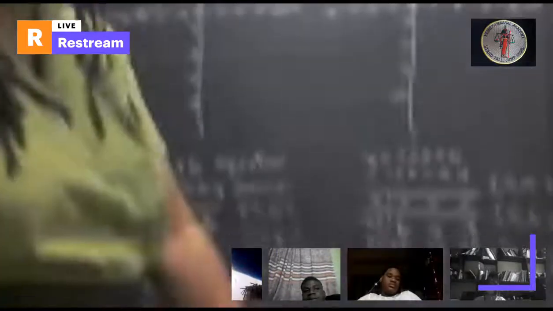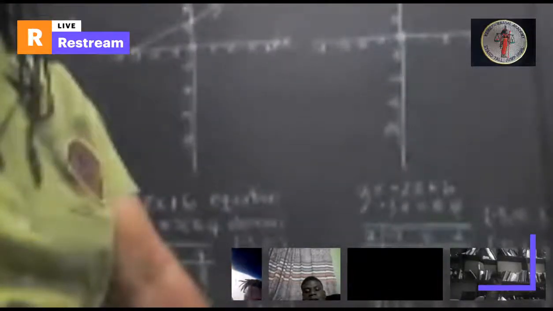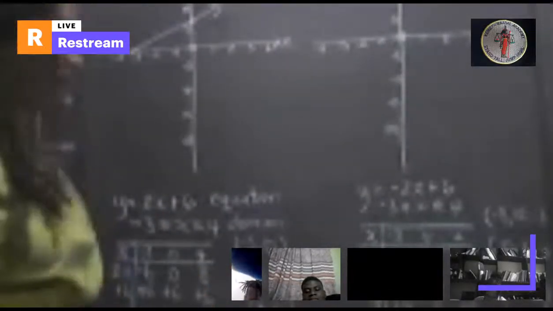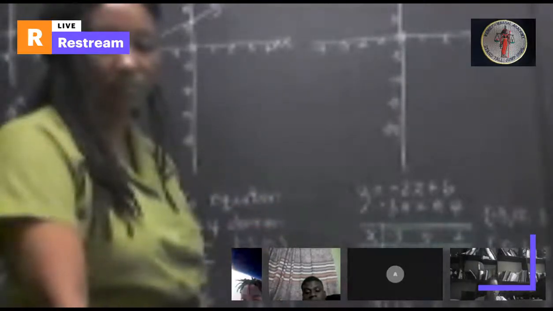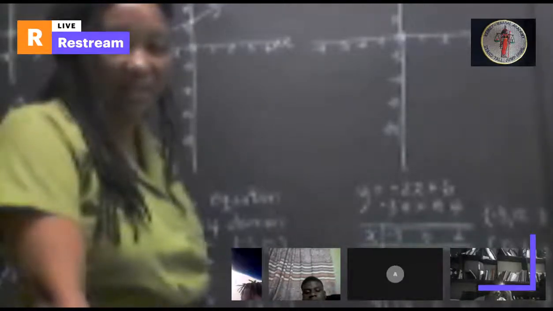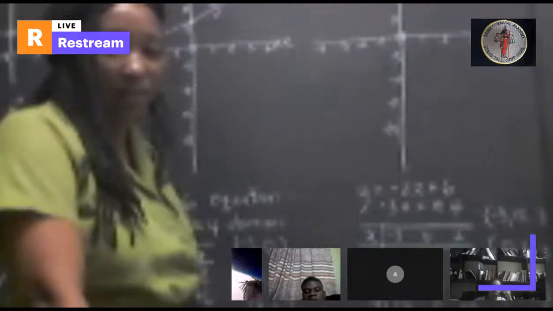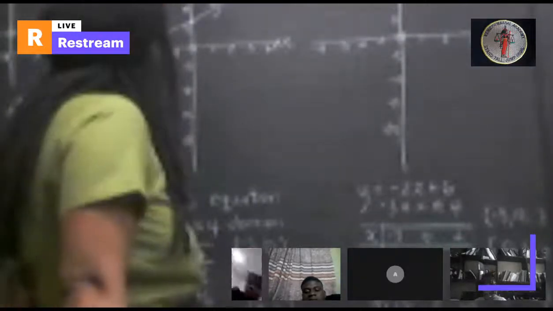Did you hear the question? No, miss. What is the y-intercept for this line? Miss, positive 6. Positive 6. Yes, miss. All right, so for both of them, the line should cross the y-axis at positive 6, right?